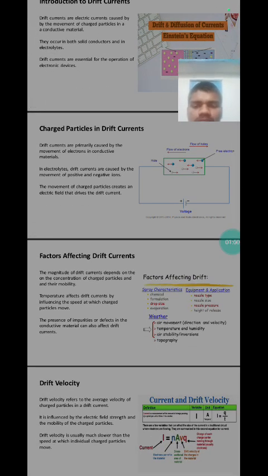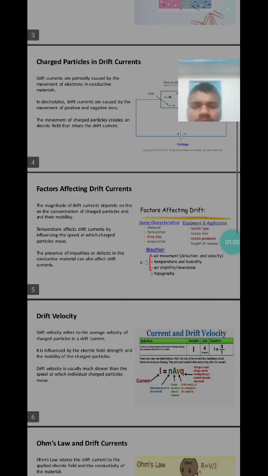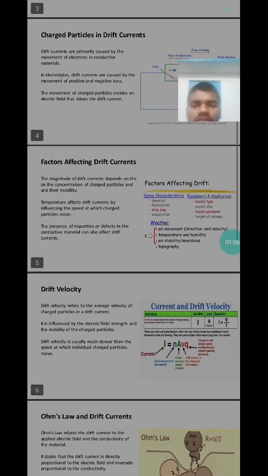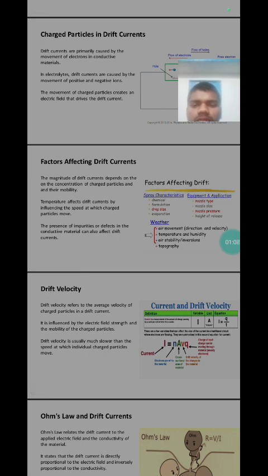Factors affecting drift currents. The magnitude of drift currents depends on the concentration of charged particles and their mobility. Temperature affects drift currents by influencing the speed at which charged particles move. The presence of impurities or defects in the conductive material can also affect drift currents.